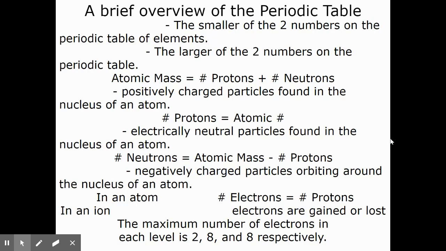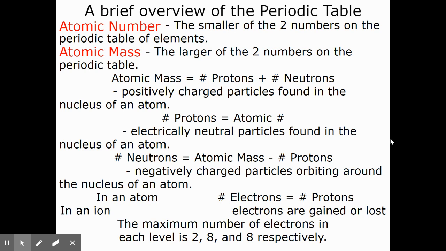All right, a little brief overview of the periodic table. You've all seen the periodic table hundreds of times, I'm sure, and we are going to use it a little bit for this. We're not going to get into it too deeply, but we need to have a little bit of basic understanding. So, when you look at the periodic table, there are two numbers on each of those elements. There's a larger number and there's a smaller number. The smaller number is the atomic number, and the larger number is the atomic mass.